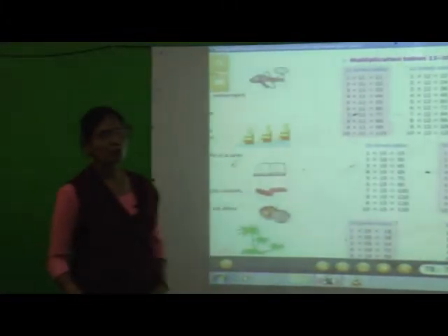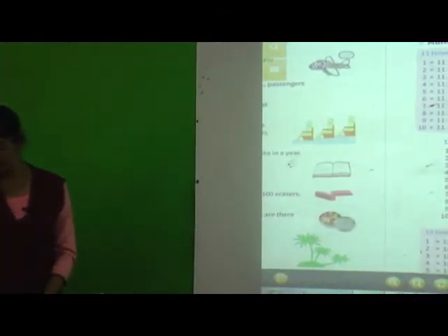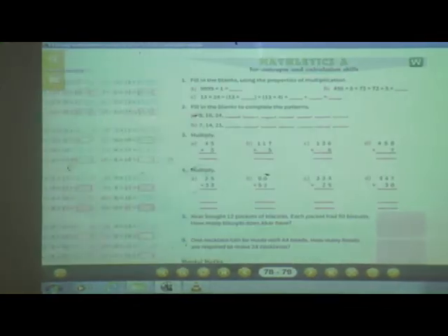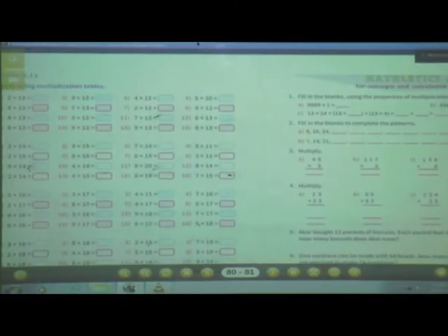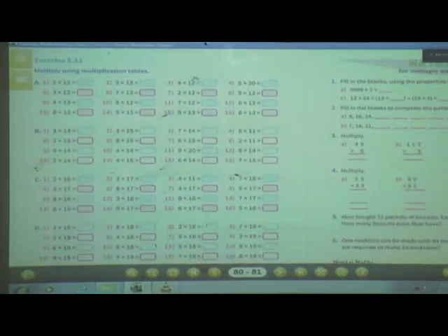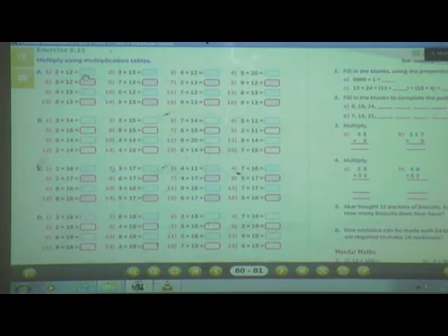Students, hope you all enjoyed. Now turn the page, that is page number 80. Let us solve the next exercise, that is the last exercise of this lesson, exercise 5.11. Multiply using multiplication tables.